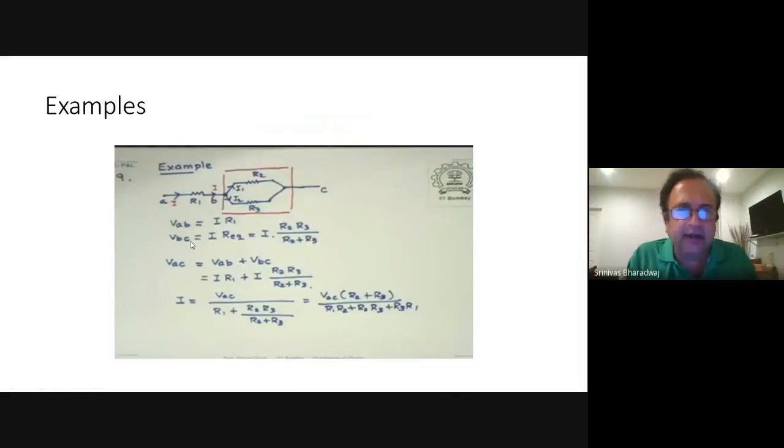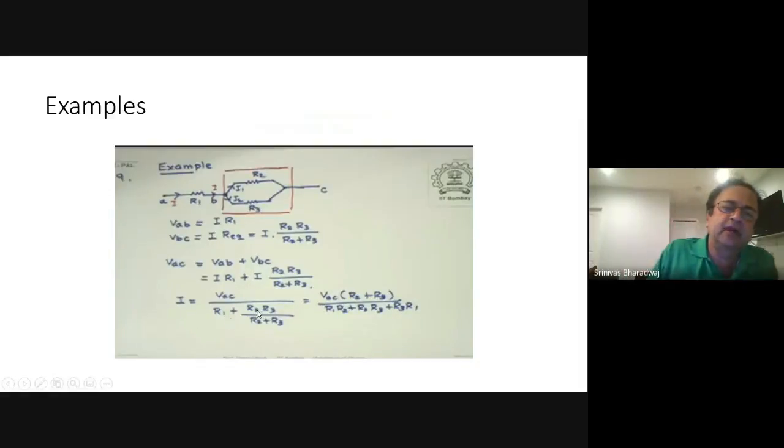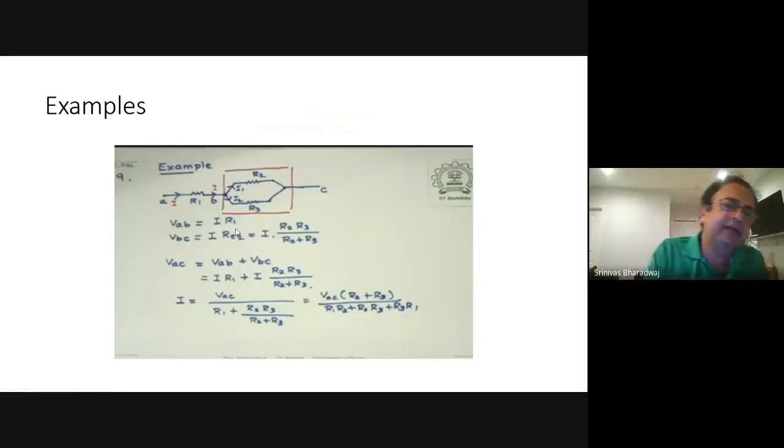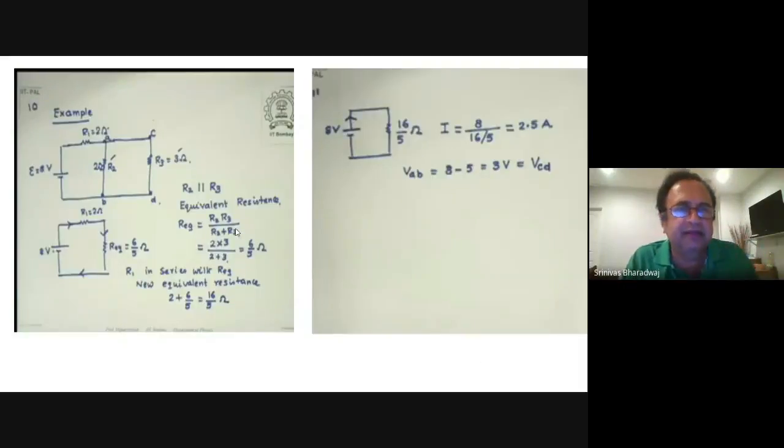So what is the current? The current is equal to VAC divided by the equivalent resistance. Equivalent resistance is R1 plus R2 R3 by R2 plus R3. These two are in parallel, its equivalent is R2 R3 divided by R2 plus R3. You add R1 to it, that will give you the total resistance. V divided by that total resistance will give you I. So this is how you solve these example problems.